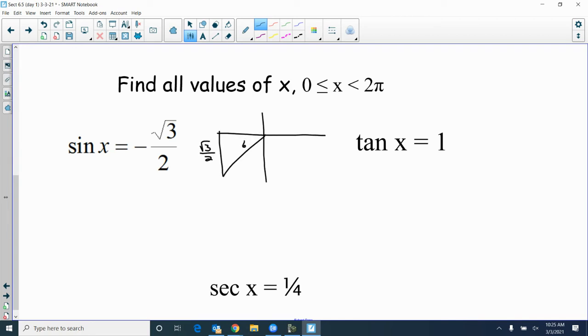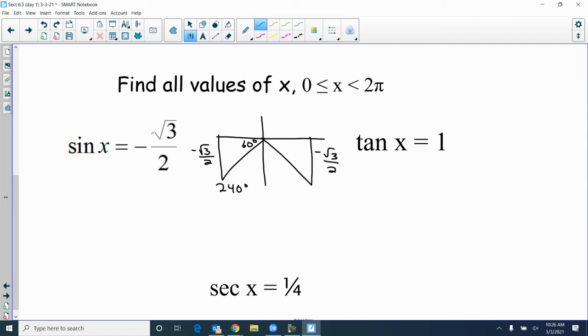So 60 degrees here. The actual angle will be 180 plus 60, which is 240. I'll convert it here in a second. And then it's also negative in quadrant 4. So that's going to be 60 degrees. What's that angle going to be? Jacob, what's that angle going to be? 8 pi over 6 and 10 pi over 6. Oh, just reduce them. 4 pi over 3 and 5 pi over 3.